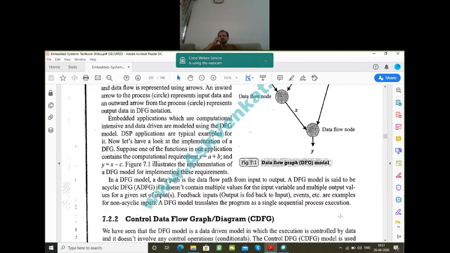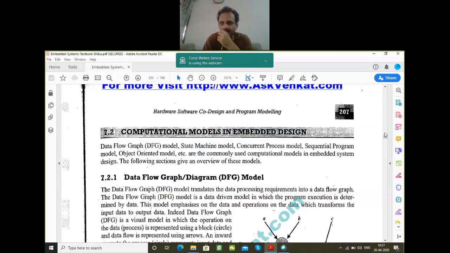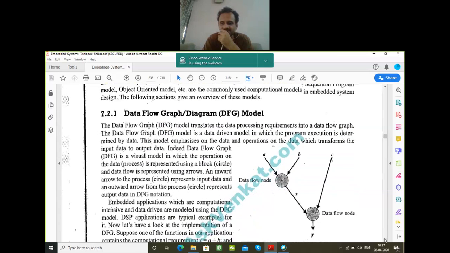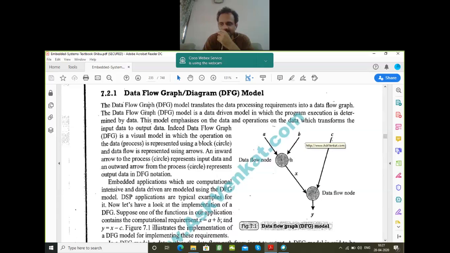So what we discussed was the data flow graph model, and we saw that the program is executed as a single sequential process. So you can see in this particular diagram, first A and B is added, you get X, then C is subtracted from X, you get Y. So single sequential execution. First execution is A and B, then execution X and C. So sequential execution in a single process.